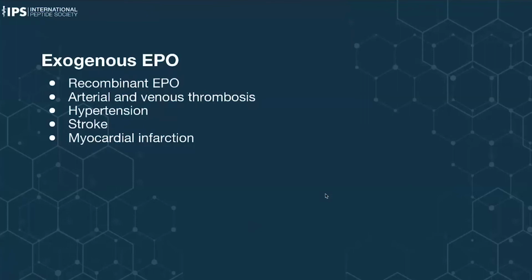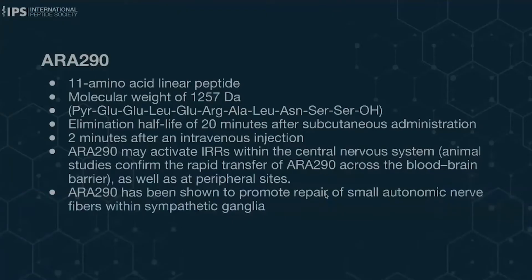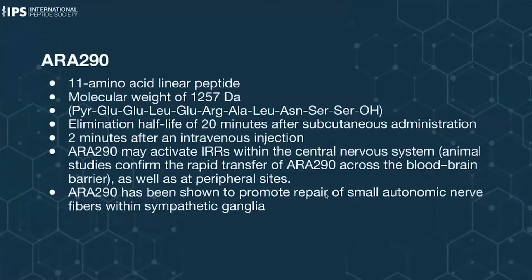Well, what do you do? You go in and you find that fragment that is specific for the innate repair receptor, and we did it. And it's ARA290. It's an 11 amino acid chain, and it has about a 20-minute half-life, and it will activate that receptor, and it does cross the blood-brain barrier, so it works peripherally and in the brain and in the spinal cord.